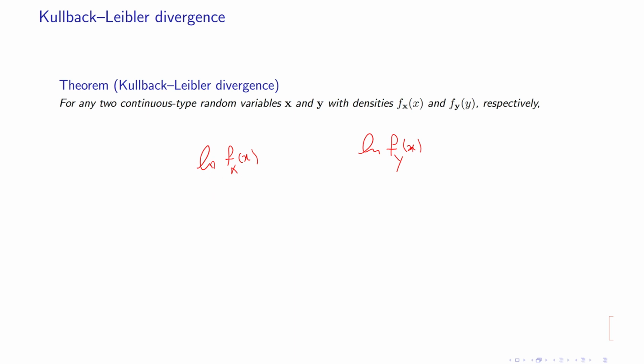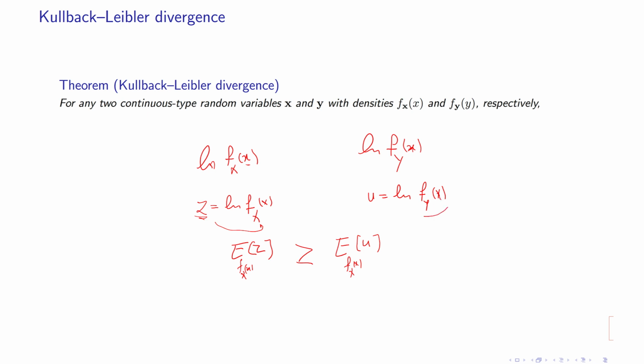So I define a random variable, let's call it z, which is equal to ln of fx of, with the random variable x substituted in. And let's say u is equal to ln of fy of x. Now, this Kullback-Leibler divergence theorem says that the expected value of z over the distribution of fx of x is always bigger than or equal to the expected value of u over the same distribution of fx of x, because remember that the PDF of y here is used only as a function.